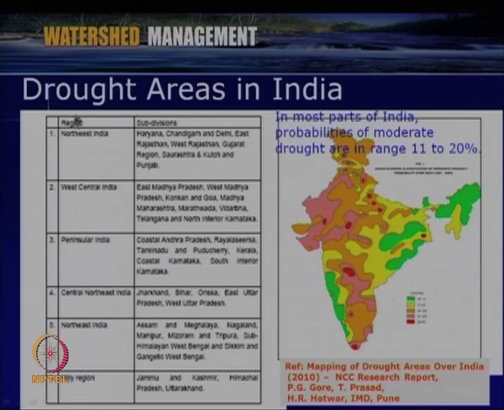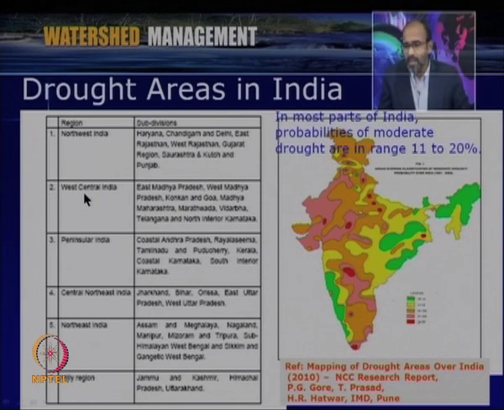According to their analysis, the drought prone areas in northwest India include some of the subdivisions of Haryana, Delhi, East Rajasthan, West Rajasthan, Gujarat, Saurashtra, Kutch, etc. Then the west and central area like East Madhya Pradesh, West Madhya Pradesh, Konkan, Goa, Maharashtra, etc. Then peninsular India like coastal Andhra Pradesh, Rayalaseema, Tamil Nadu and Pondicherry, and some part of Kerala.